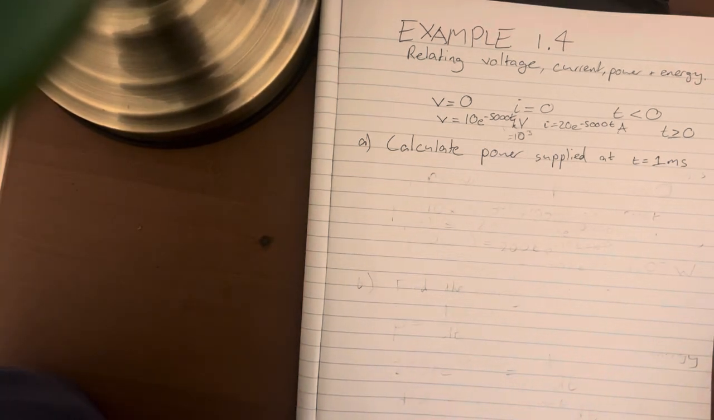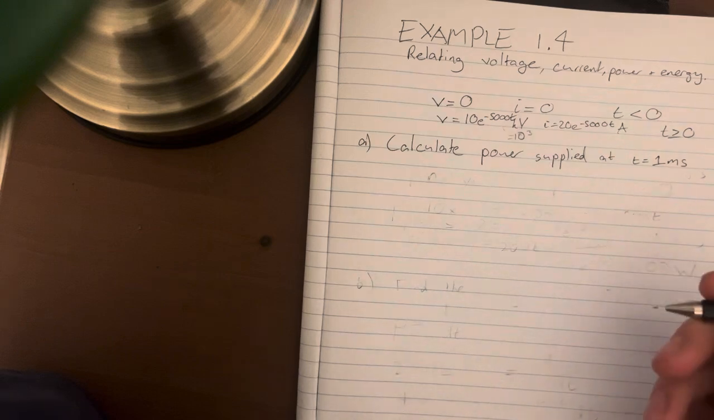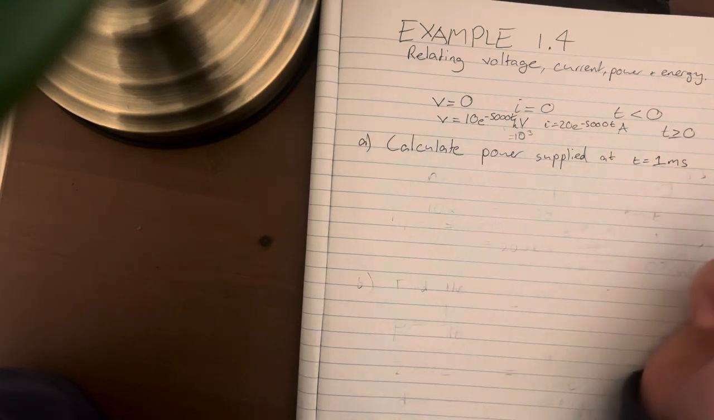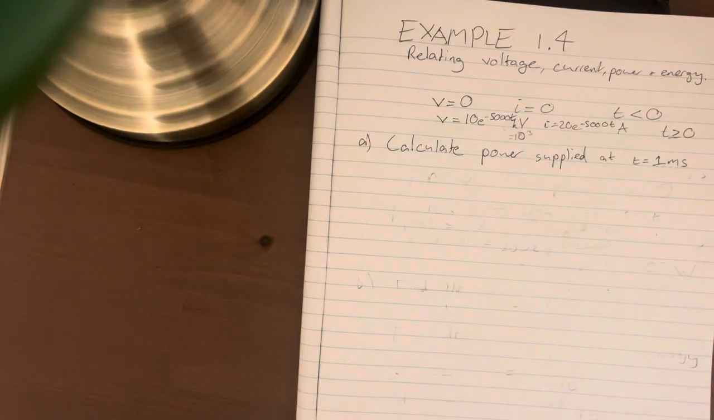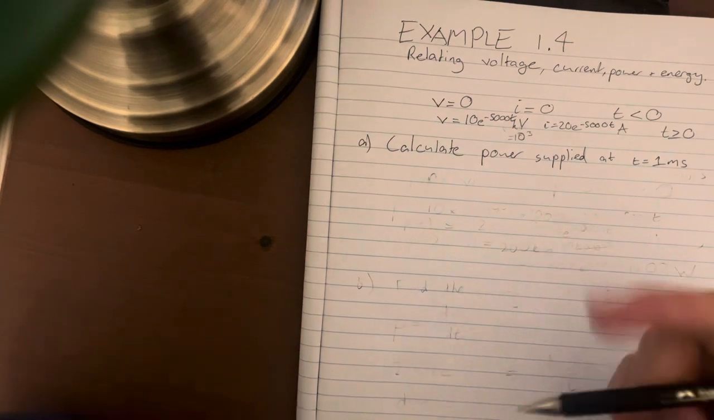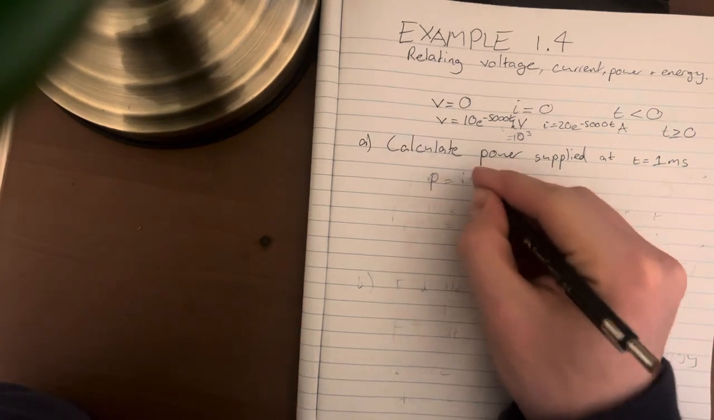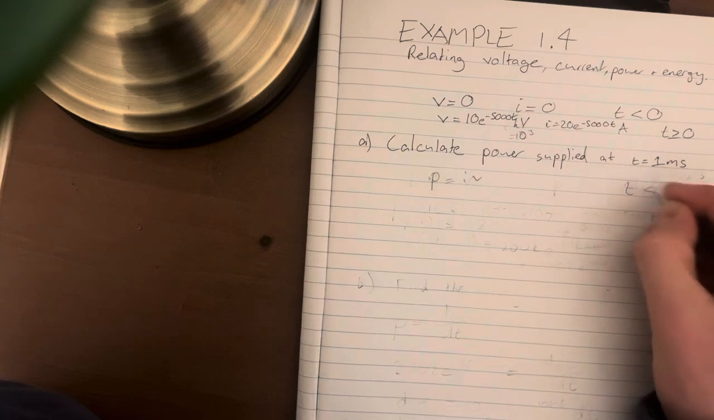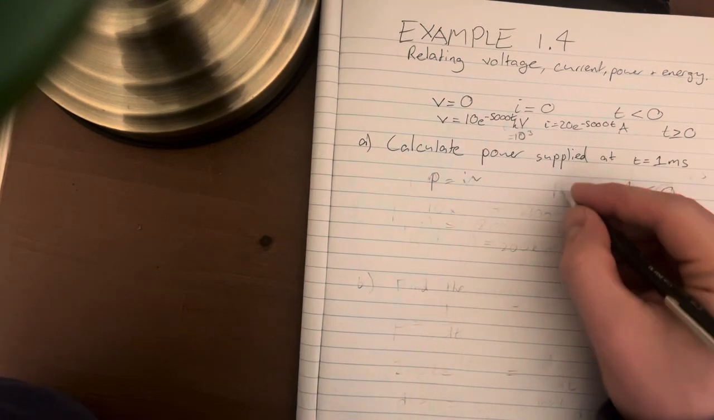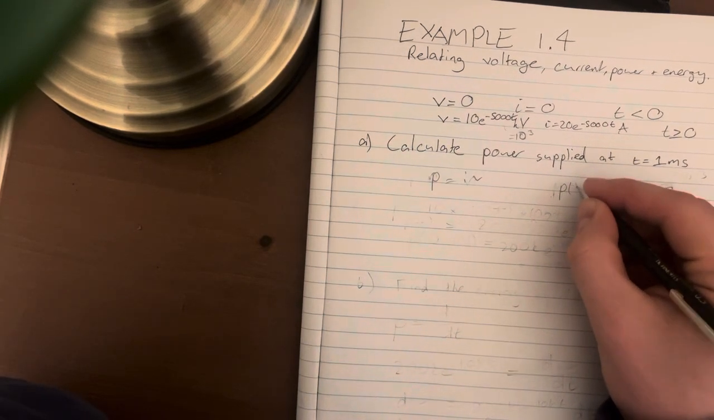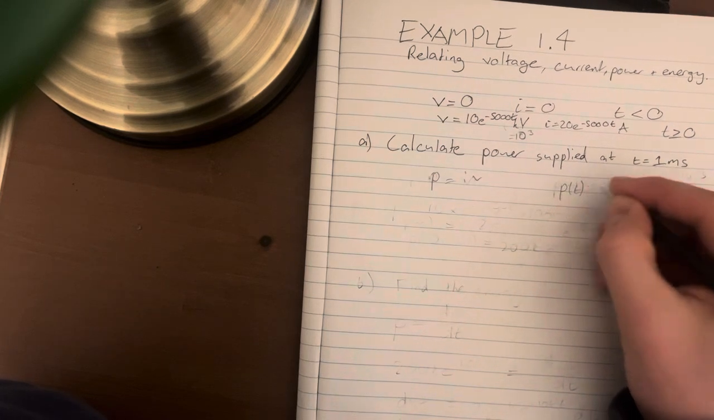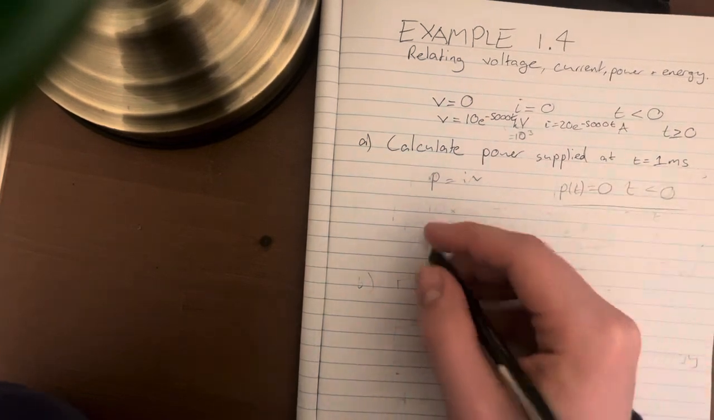All right, here's a nice little example for relating power and stuff to each other. It's a good one. So we'll start with P equals IV. And you can see P equals IV. For t less than 0, that's 0 times 0. So P of t equals 0. There we go.